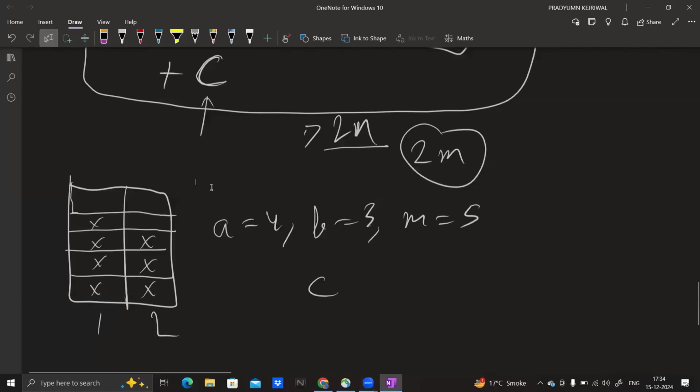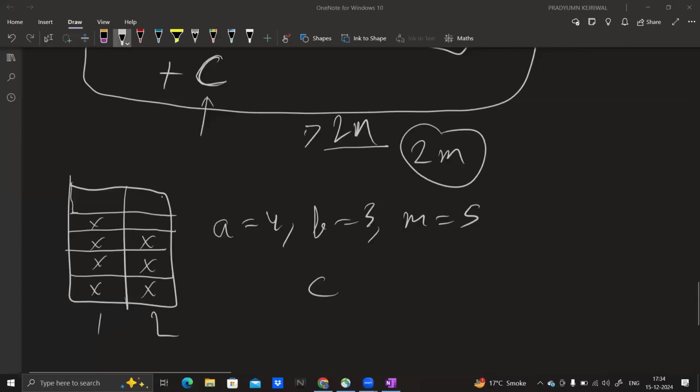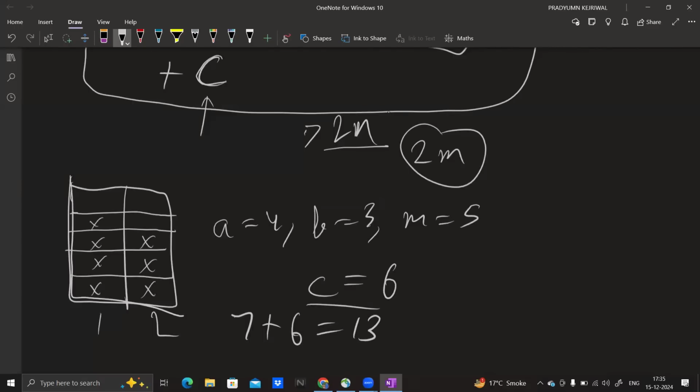Yeah, sorry. I was saying that this is the case for a equal to 4, b equal to 3, and m equals 5. And let's say c equals 6. So what I'm saying is I have seated seven monkeys, and if there were enough seats, then I would be able to seat all 6 of them. That is, I would be able to seat 13. But since there are only 10 seats in total, I cannot seat 13. So I'll just print 10. And if the total number of seats is greater than 13, then I'll print 13.